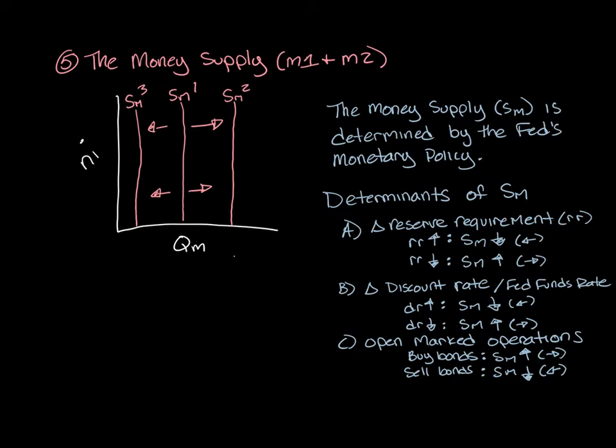So there's essentially three determinants of the supply of money. Those determinants are going to be changes to reserve requirements, changes to the discount rate or federal funds rate, and open market operations, even though I spelled it wrong here. Let's move on to our next concept, which is what happens when the money supply changes.